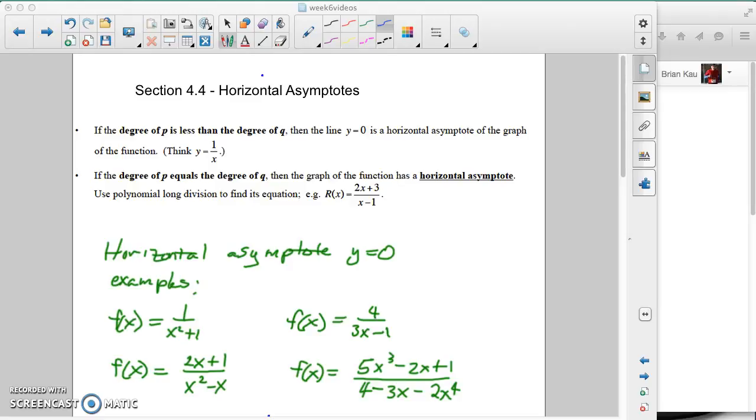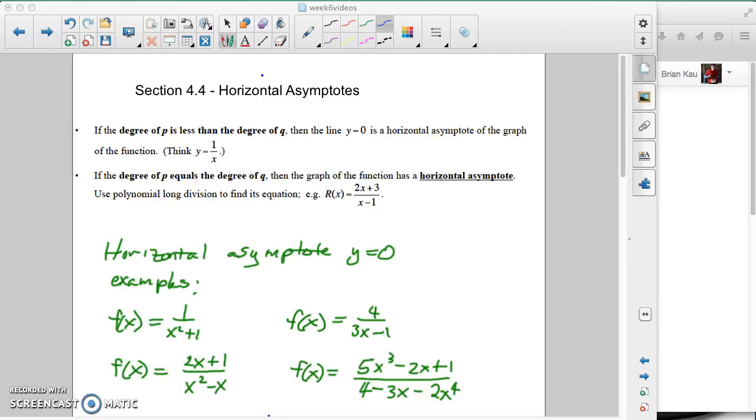Hello, and in this video we're going to continue our discussion about asymptotes. In the last video we talked about vertical asymptotes. In this video we're going to talk about horizontal asymptotes. There are two different types of horizontal asymptotes, and we determine those by two different ways.